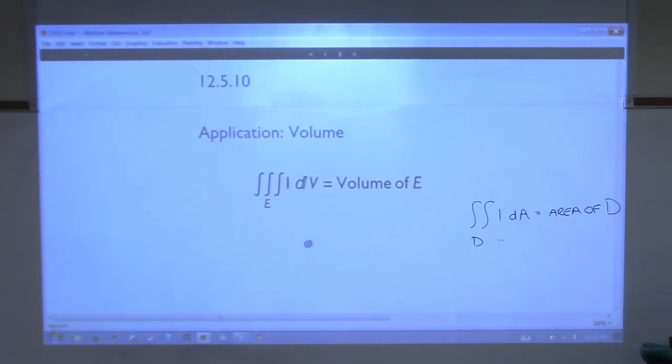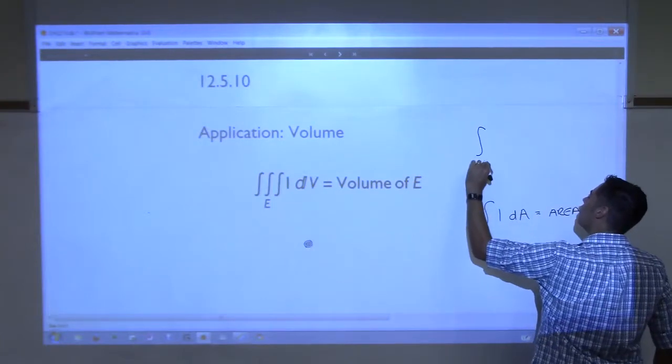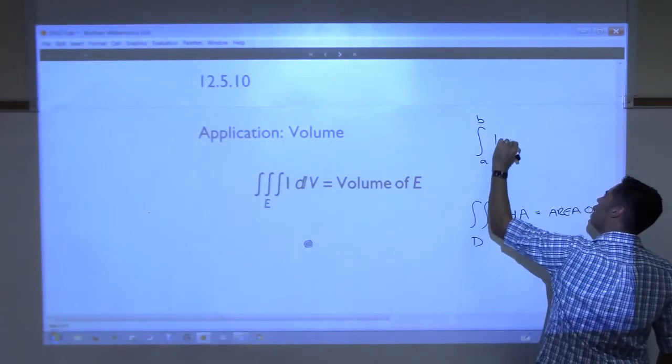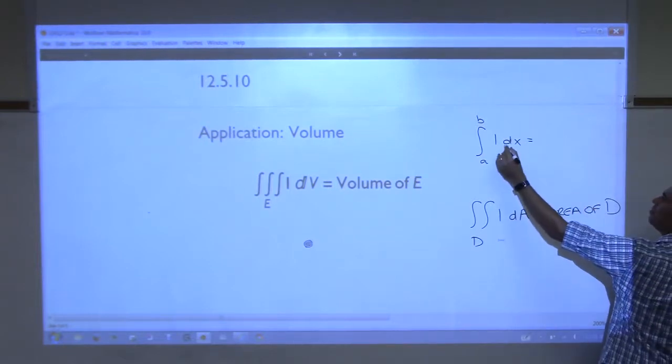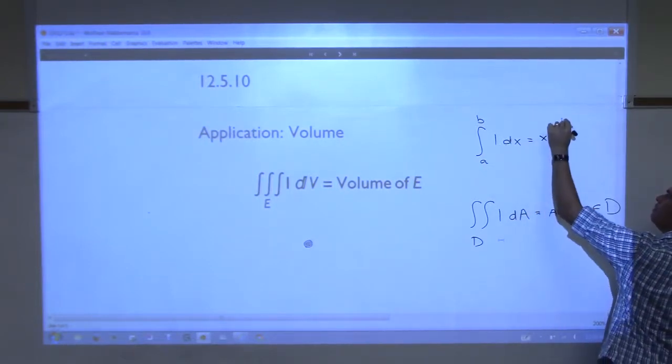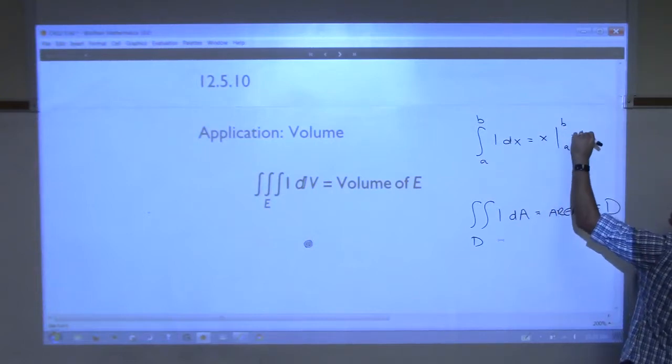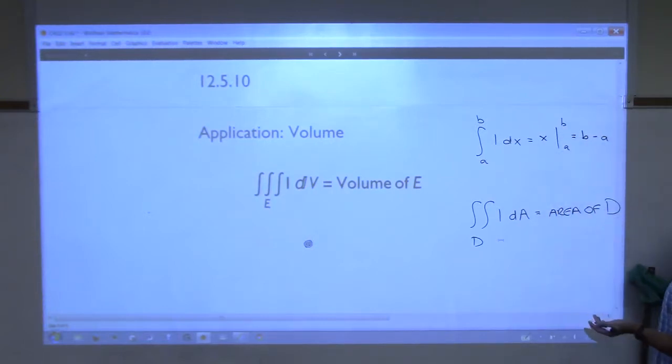This is kind of weird. If you use this same idea and go back to single integrals from Cal 1, then what is the integral from A to B of 1 dx equal to? That's the length of the interval from A to B. Because the antiderivative of 1 would be x, right? And you plug in B and you plug in A, and you get B minus A.